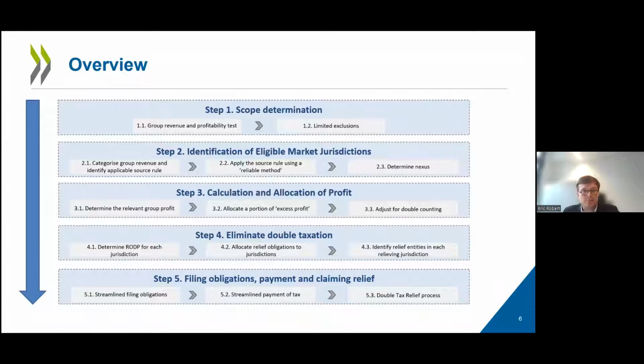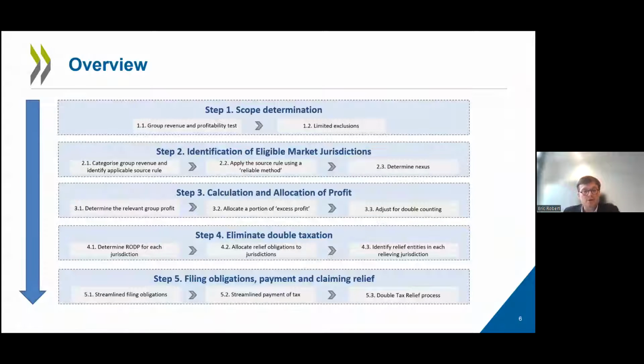Then the second step, once you know whether you're in or out, suppose you're in scope, you have to identify the eligible market jurisdiction. And what do we mean here by eligible market jurisdiction? We mean that you need to take your group revenue, sales, and you need to allocate them to your different markets using specific sourcing rules. And when you've done that, you will be able to establish among those markets where your revenue is allocated, those that are entitled to tax this Amount A profit by virtue of a specific nexus rule.